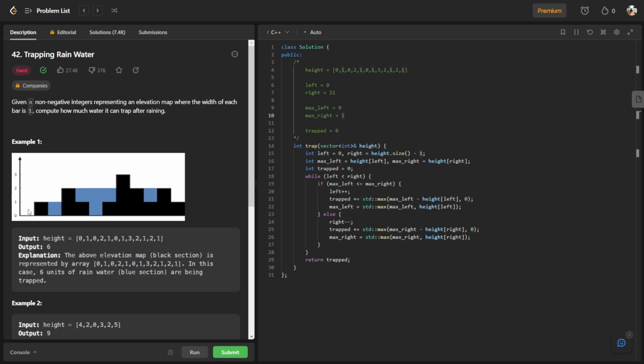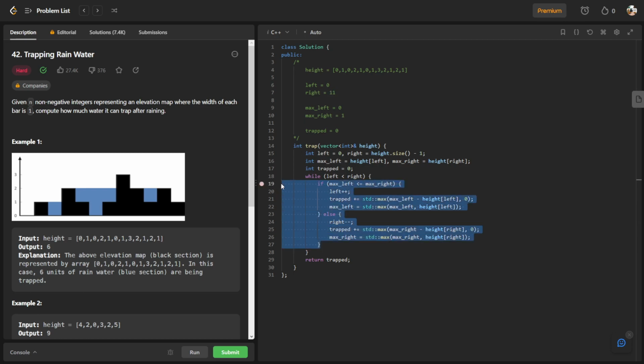My approach to this problem is to use two pointers, left and right pointers. I also have two variables to store the max left height and the max right height. I also have a variable called trapped, which is what we'll be calculating and returning. I have a while loop that will keep iterating until my left and right pointers meet up.